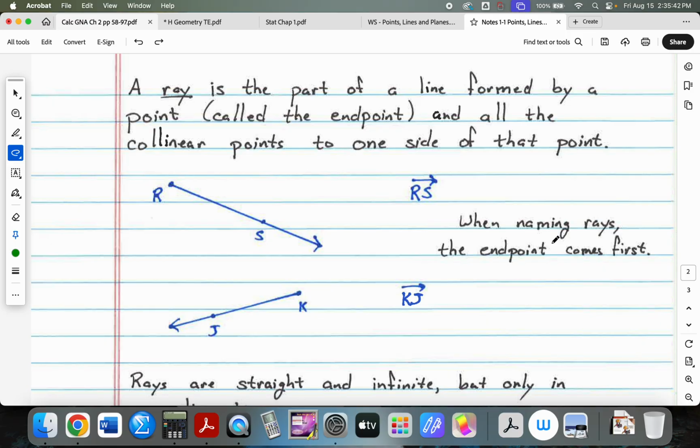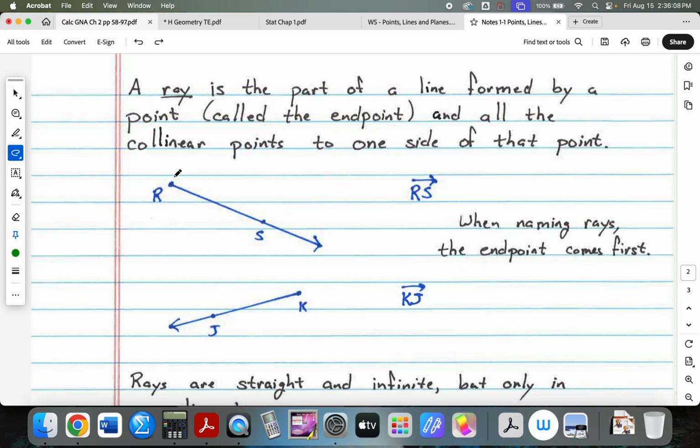So speaking of rays, a ray is the part of a line formed by a point called the endpoint. I really wish they called it the starting point, because if you think about the motion, it is where it starts. And all of the collinear points. What's collinear mean? On the same line, to one side of that point.